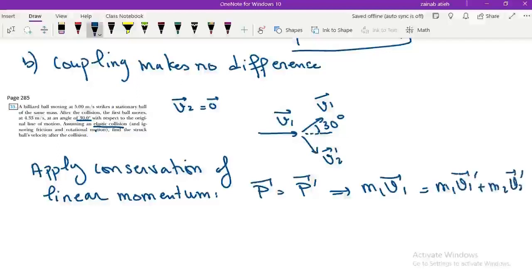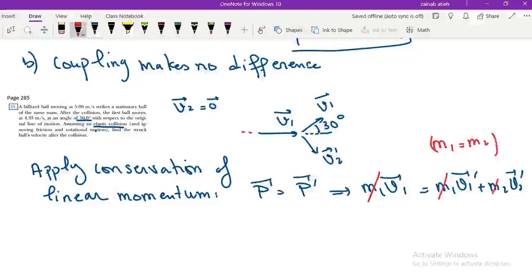Now here I can't drop the vectors because I'm moving in 2 dimensions. They are not collinear, so I will keep the vectors and I will write them in terms of i and j. Because M1 is equal to M2, I will divide by M1. So remember M1 is equal to M2. And I'll try to write V1 as a vector.